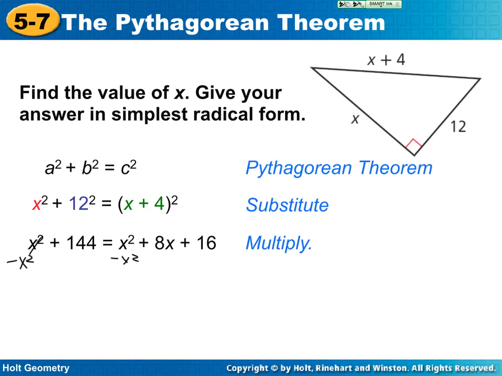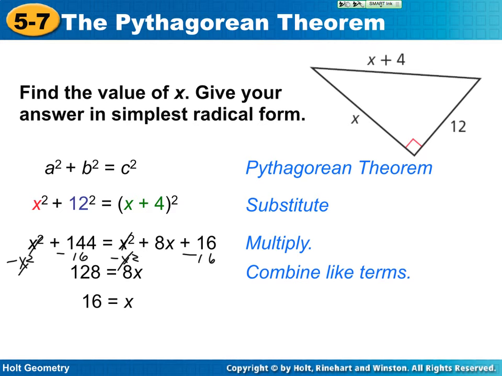So you end up with 144 equals 8x plus 16. Then probably subtract 16, it looks like I did at the same time. I subtracted 16. Get 128, and then divide by 8. So x is 16. So the triangle sides would have been 12, 16, and 20 to make the triangle. Question on that one?